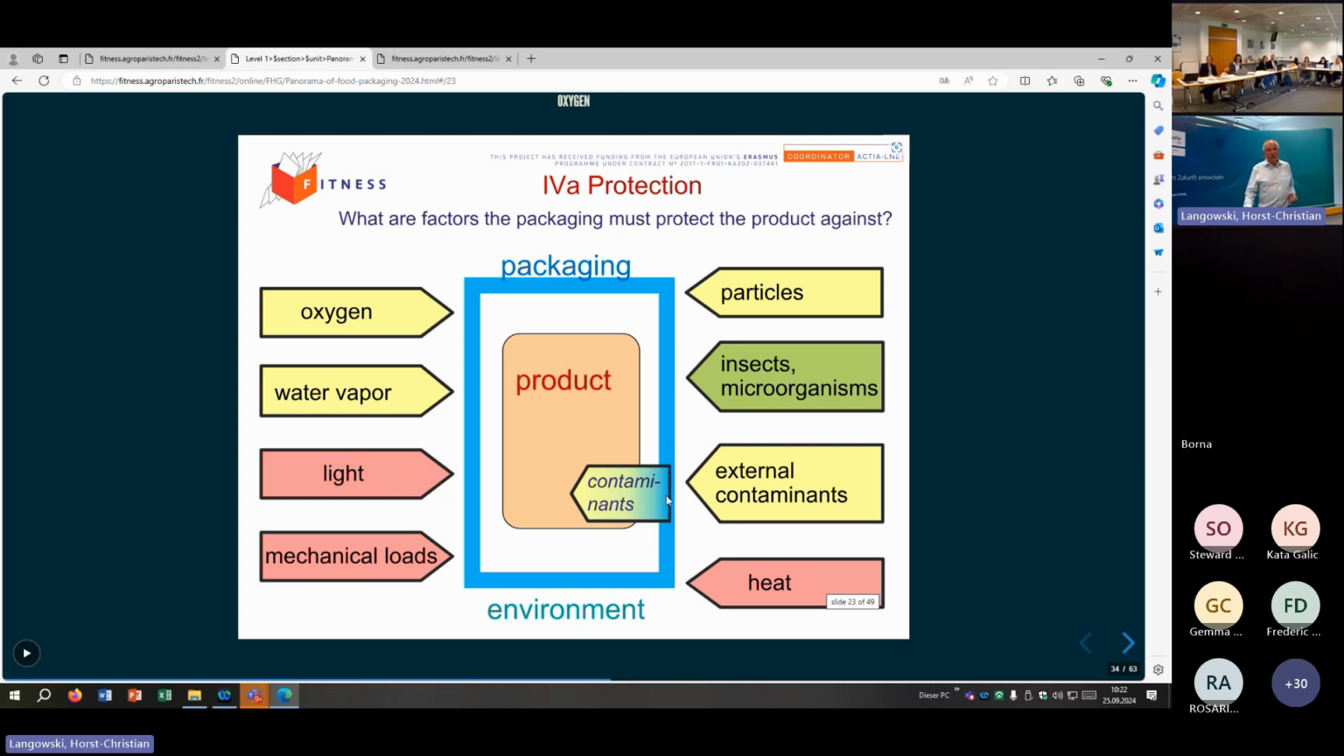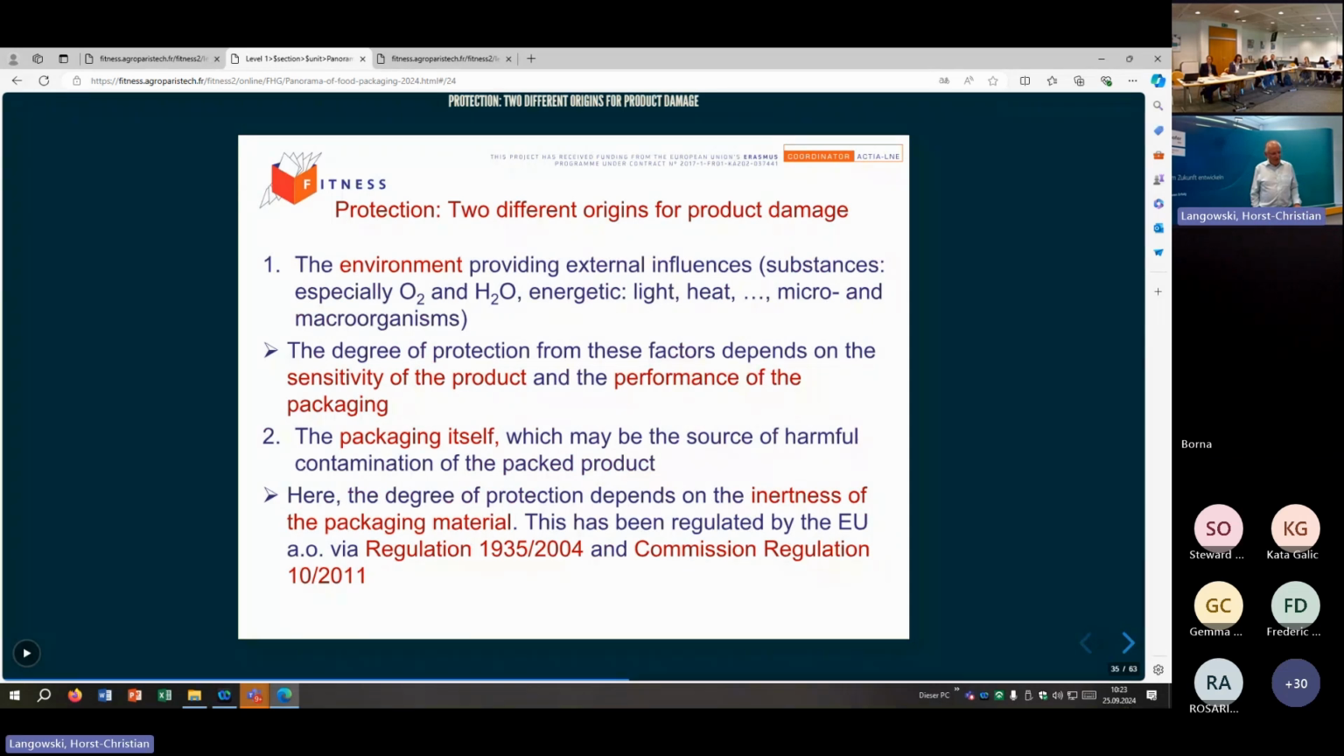But there's an additional function which is also regulated, and this is the protection against contaminants from the packaging itself. This is an additional issue. It's not only the outer environment, but it's the packaging itself. This is more important since we have so many different plastics with their different additives. Okay, so we have different origins for product damage. We have the environment, which may just attack the product.